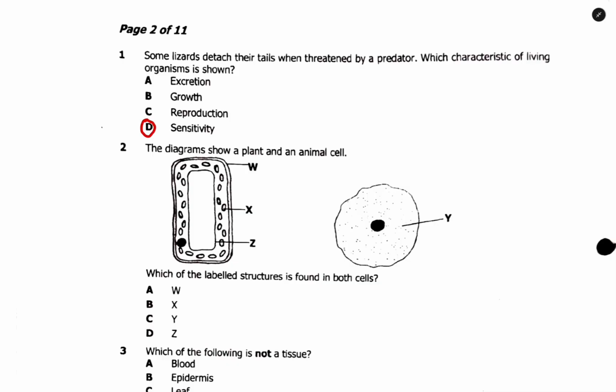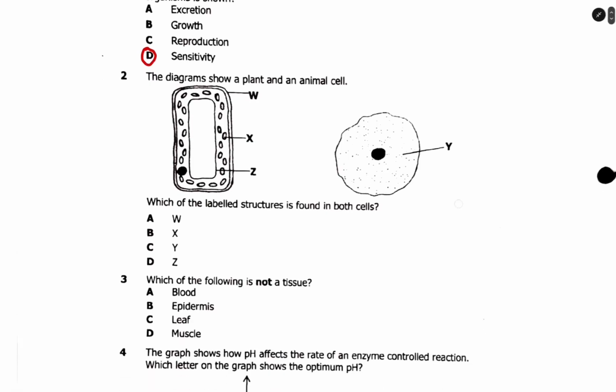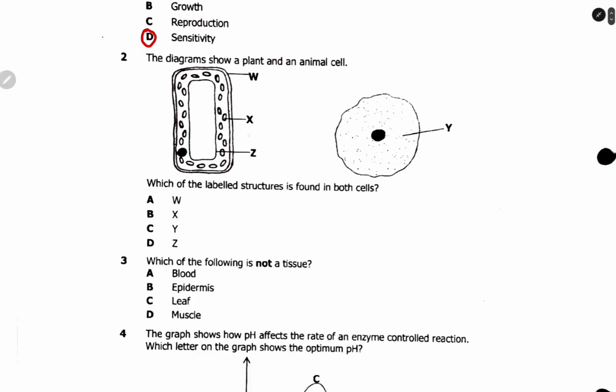Up to the second question, the diagram below shows a plant and an animal cell. Okay, so this is the plant, this is an animal cell. Which of the labeled structures is found in both cells? So which of the labeled structure is found in both cells?